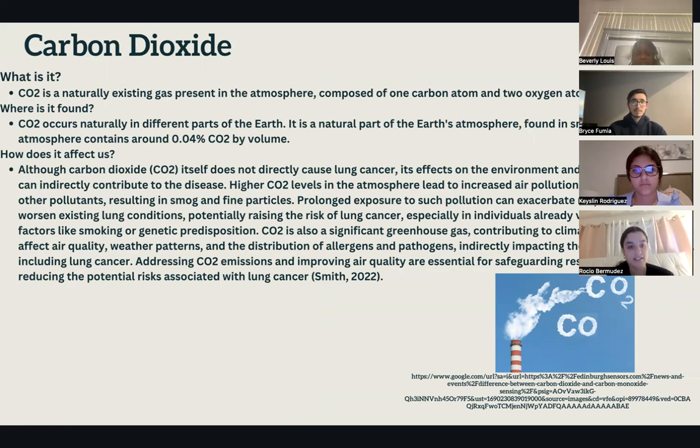How can it affect us? Well, although carbon dioxide itself does not directly cause lung cancer, it does affect the environment we are in, and our respiratory system, and can indirectly contribute to the disease. Because if the environment around us is not good, obviously we are breathing in that.